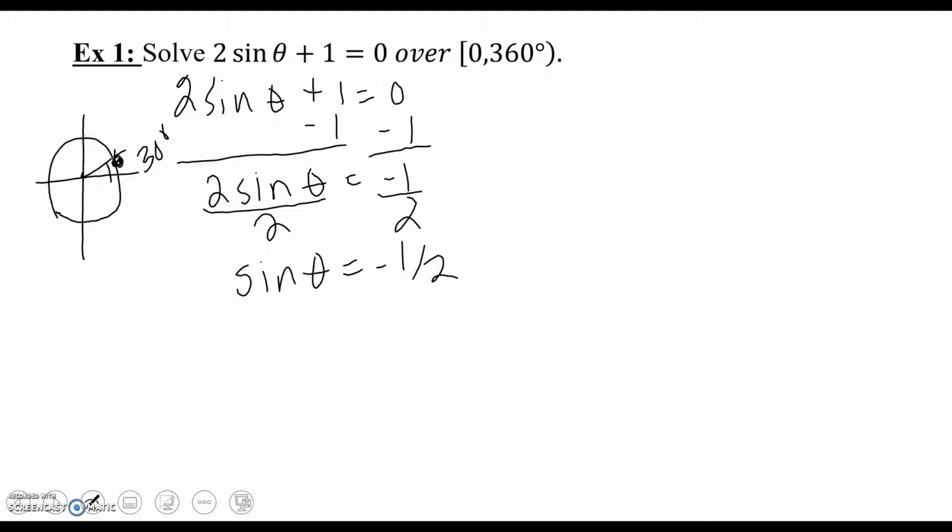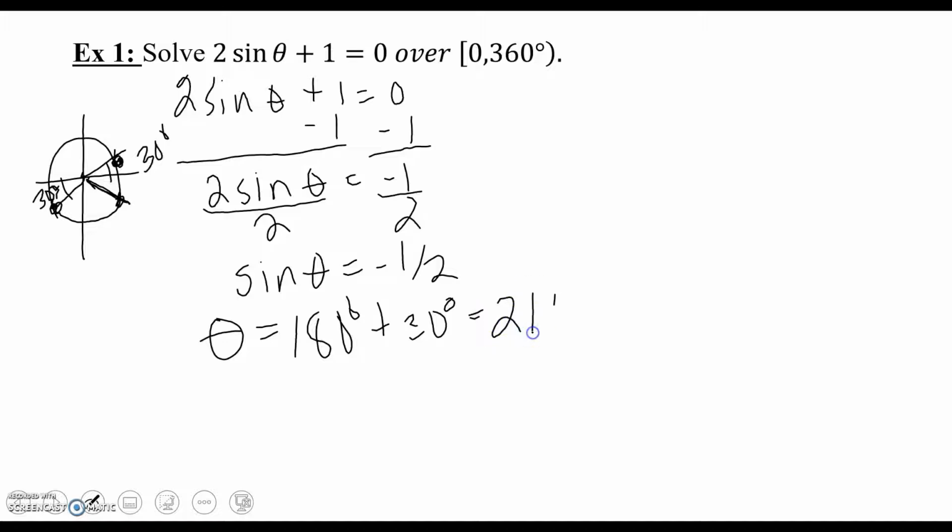Sine is negative in the third and fourth quadrant. So we're going to have an angle here and an angle here that gives us a sine of negative 1/2. So to find our angle, our reference angle 30 degrees is here. So for our first angle, we would do 180 plus 30, which is 210 degrees. So that's the angle in quadrant 3.